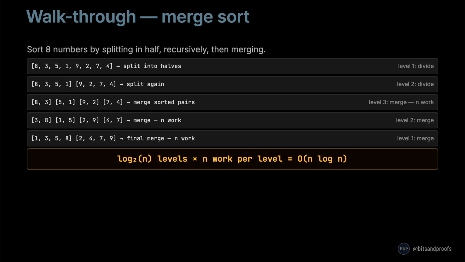Add it up, log base 2 of n levels of merging. n work per level, multiply, n times log n. That's O(n log n). The pattern shows up everywhere divide and conquer is used.